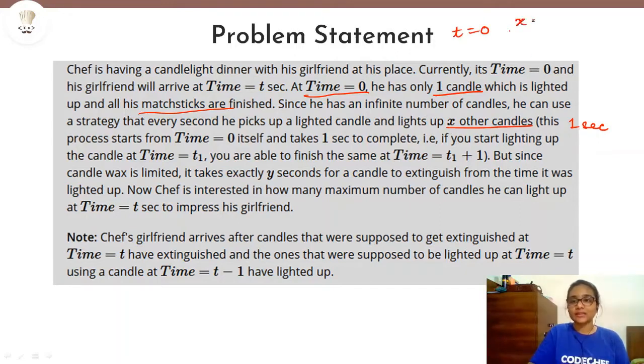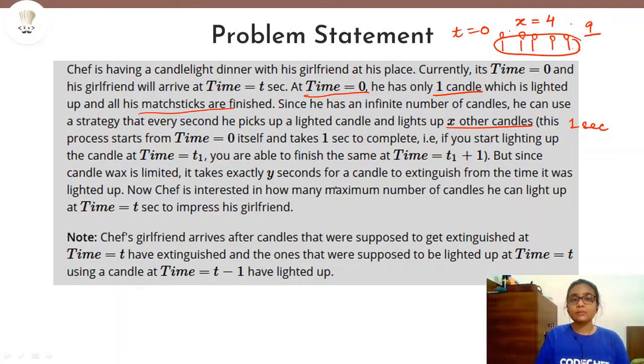So suppose we take X equals 4. At t equals 0, chef will pick up this one candle which was already lighted up and he will light up X other candles, meaning 4 other candles. So now he will have a total of 5 candles which are lighted up. Now again he can pick up any one of the candles from here and light up X other candles, meaning 4 more candles. So again 5 plus 4, there will be 9 candles that will be lighted up, and so on. This way it will keep on going until a particular time when the chef's girlfriend arrives.